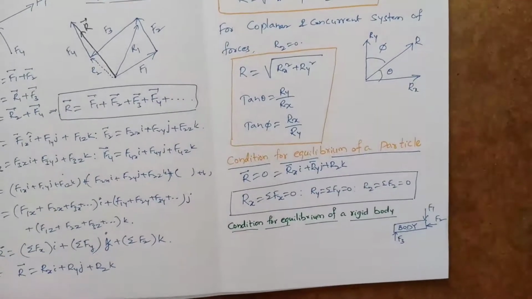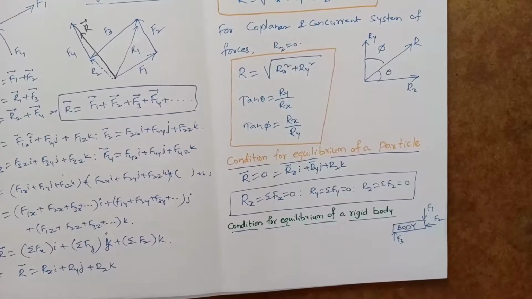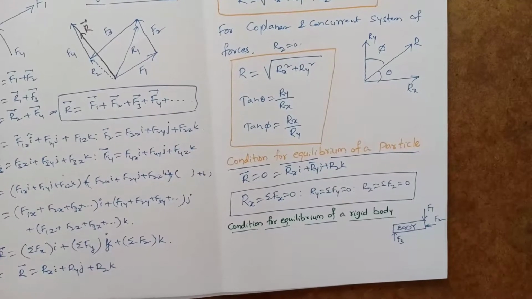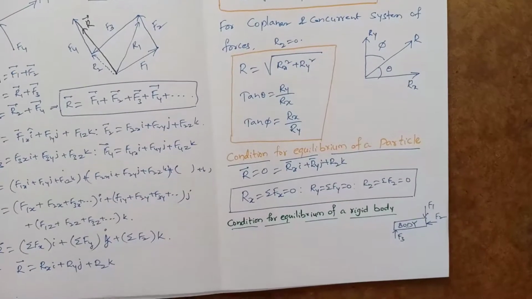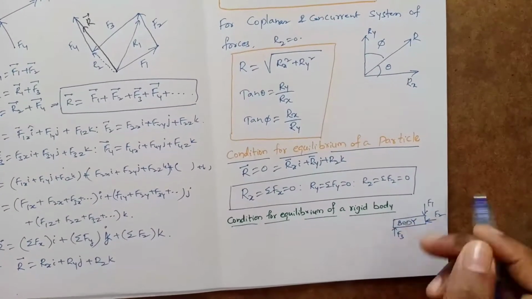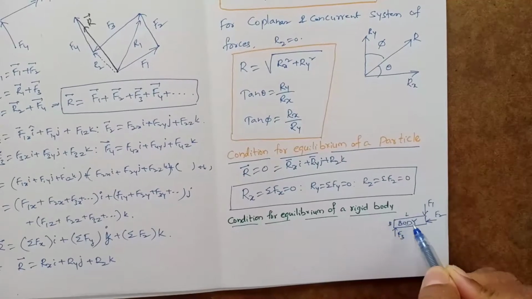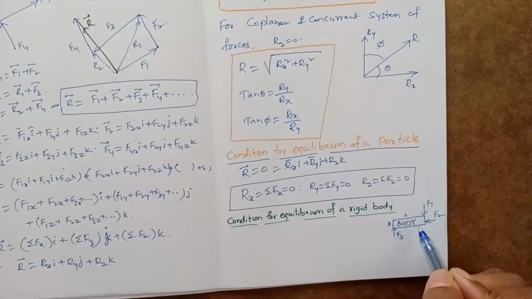So here let us discuss the condition for equilibrium of a rigid body also. We will discuss more detail later, but in brief let me give you the equations. In case of a rigid body, the dimensions are not neglected. We cannot neglect the dimensions of a rigid body, like shown here in this body. Here there are some dimensions, let us say this is L and breadth B for this body.